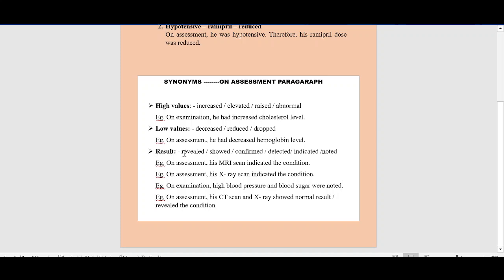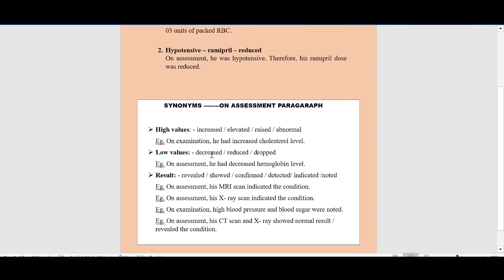Please try to take the synonyms, take the maximum synonyms here, and if you wish to take the sentence structure as well, you can choose.